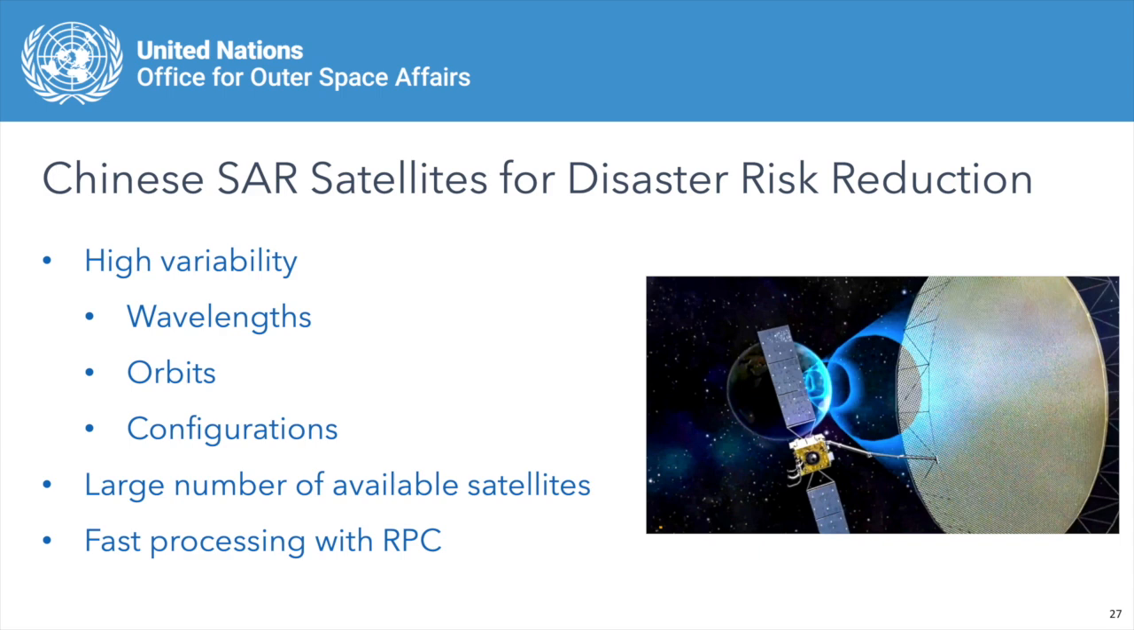Chinese SAR satellites and SAR systems typically process using, or at least offer, the APSC algorithm, which also allows for fast processing. In a disaster situation, with disaster relief and sending out help, every minute counts, and fast processing can become very important as well. So these are advantages that we can have if we use Chinese SAR satellites.